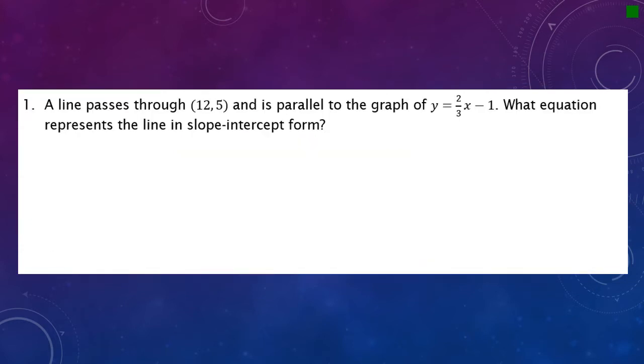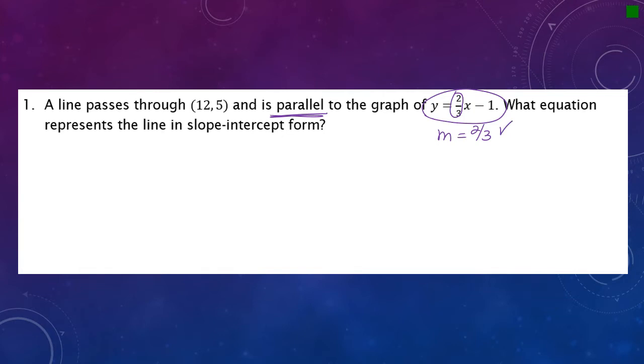So now we're going to try to write the equation of a line that goes through the point 12, 5 and is parallel to the graph of y equals 2/3 x minus 1. And we want to write our answer in slope-intercept form. So the first thing I want to do is look at my given equation, and I want to identify its slope. So slope is the number next to x, so the slope here is 2/3. And since I'm looking for a parallel line, I want to use the same slope. So 2/3 is the slope that we're going to use.